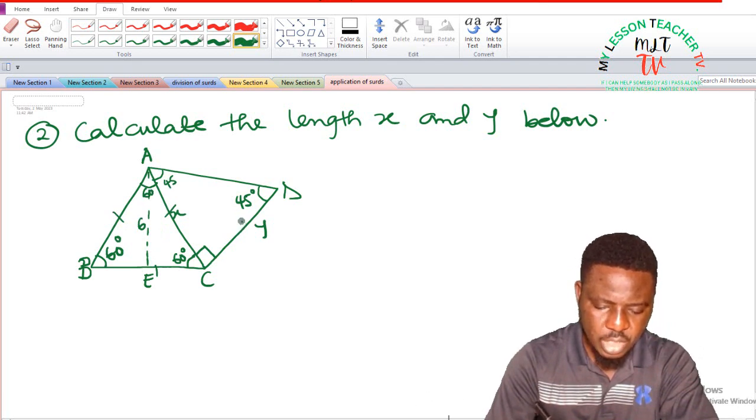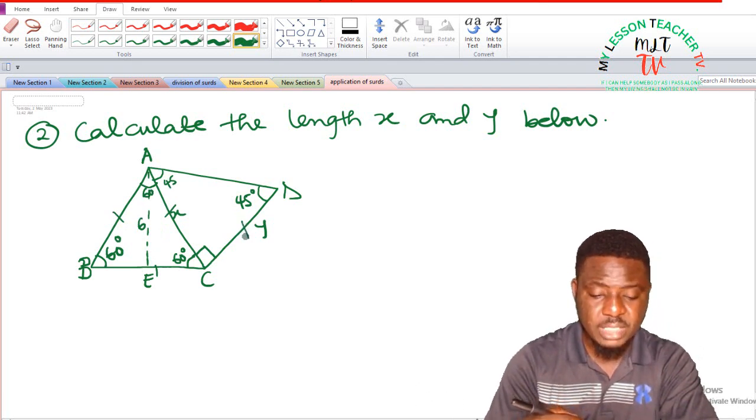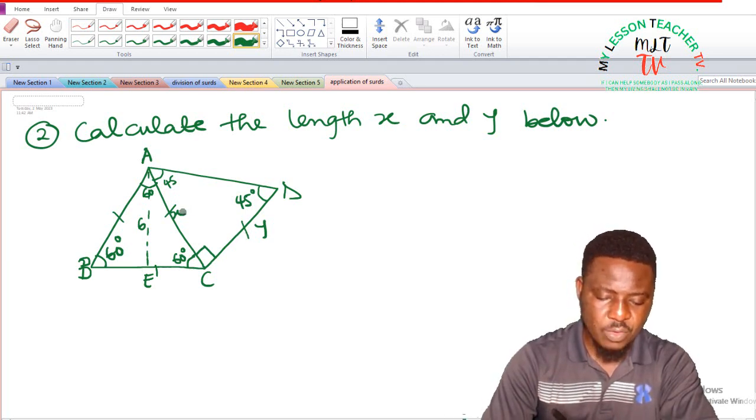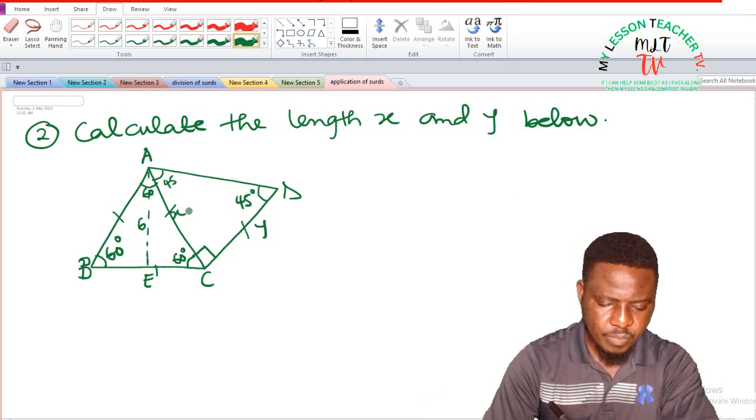And also in triangle ACD, this is said to be 45 degrees, which makes triangle ACD an isosceles triangle, meaning angle X is equal to angle Y. So if we can get angle X or angle Y, then we can get the other. Alright, so let's see how we can get angle X.